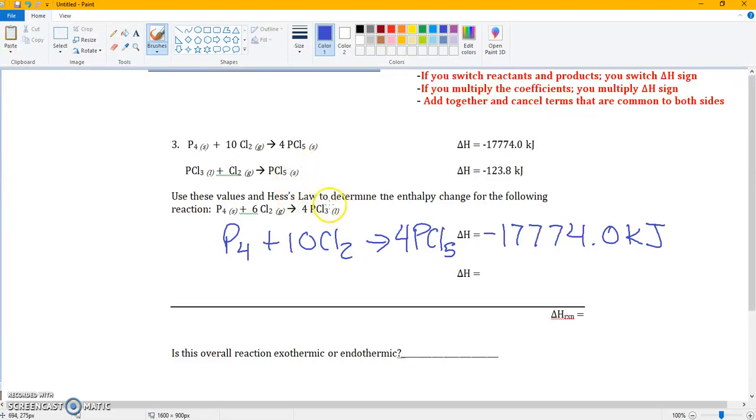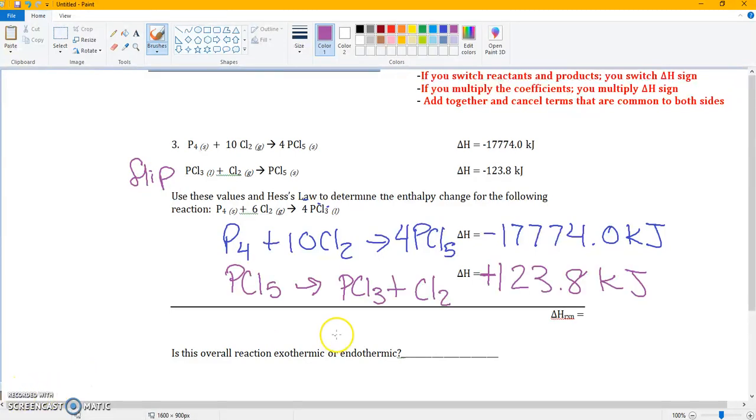Then I see that I want PCl3 on the product side. And if I look up here, PCl3 is on the reactant side. So I am going to flip this equation, and I am going to rewrite it flipped. So now I have them flipped, and I changed the sign of my delta H because now the reaction is endothermic instead of exo.